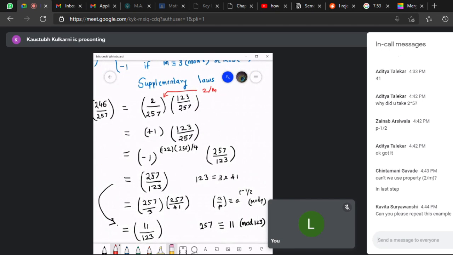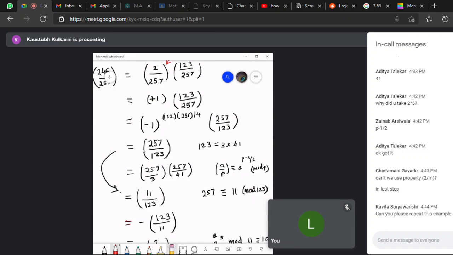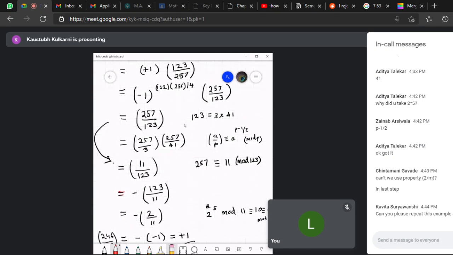Then 123 upon 257 as it is. Then we want to calculate the reciprocal of 123 upon 257. This is calculated using minus 1 raised to m minus 1 into n minus 1 upon 4. Because this is an even number, minus 1 becomes plus 1. Then what we are using is factoring b upon m into b upon p1 into b upon p2 basically.